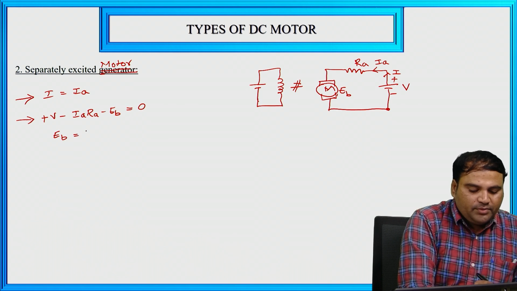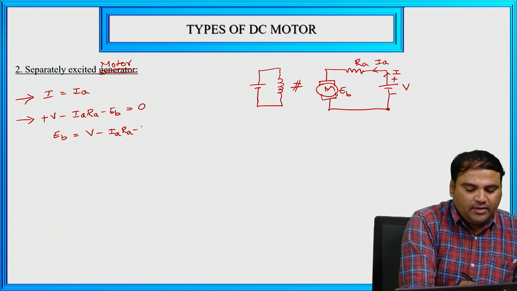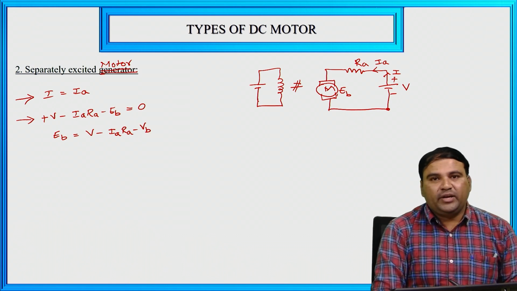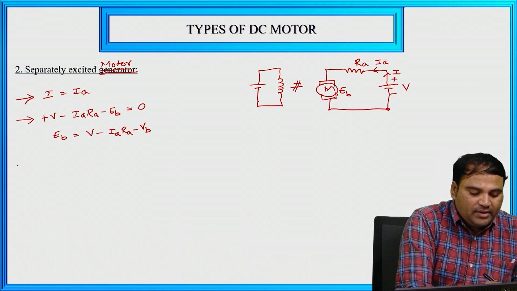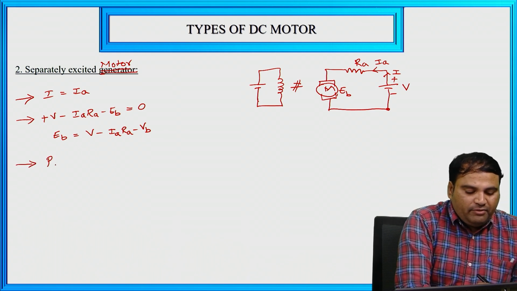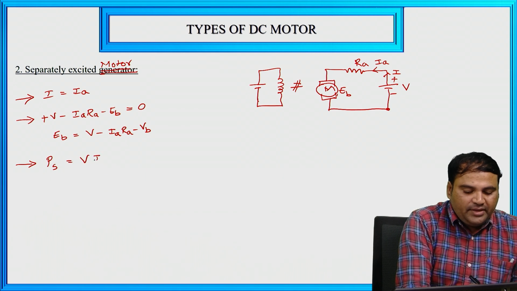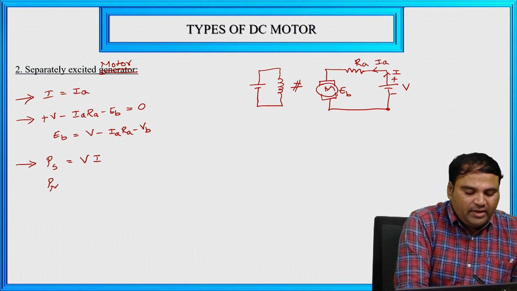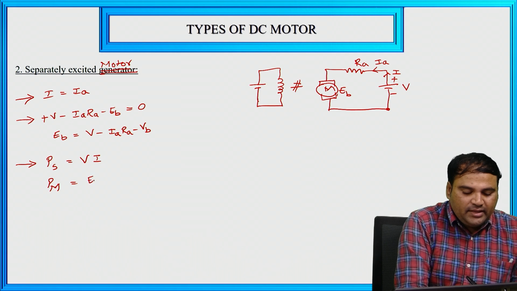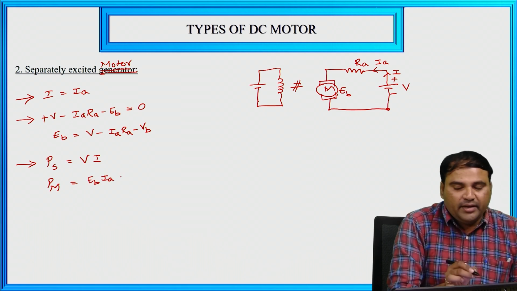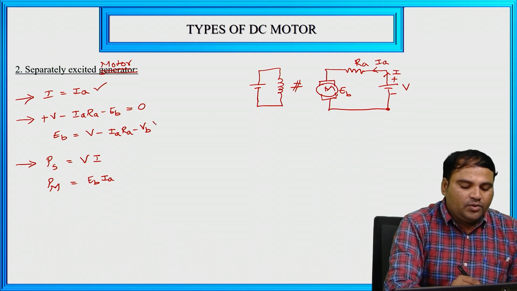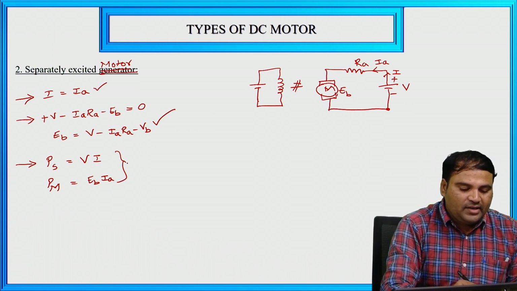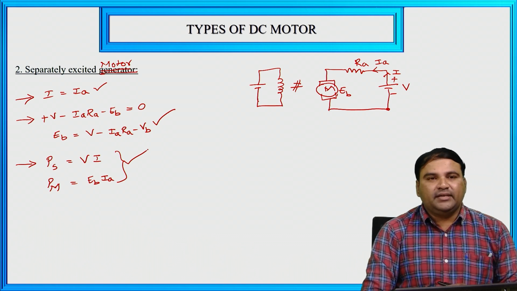EB equal to V minus IA RA minus VB, where VB means the brush voltage drop of the motor. Okay, here is the voltage relation. And power from the source is equal to V into I, and the mechanical power developed by the DC motor is EB into IA or EB into I. Okay, these are the current, voltage and power relations of a separately excited DC motor.